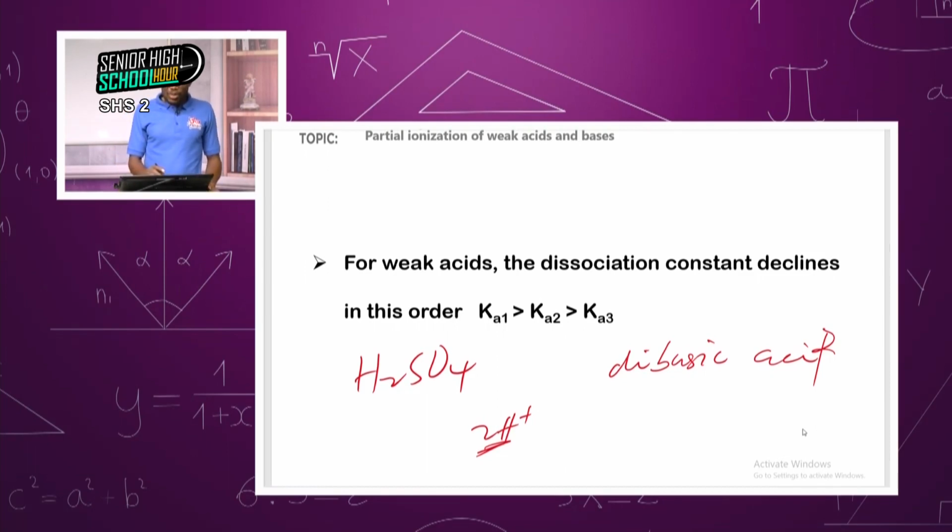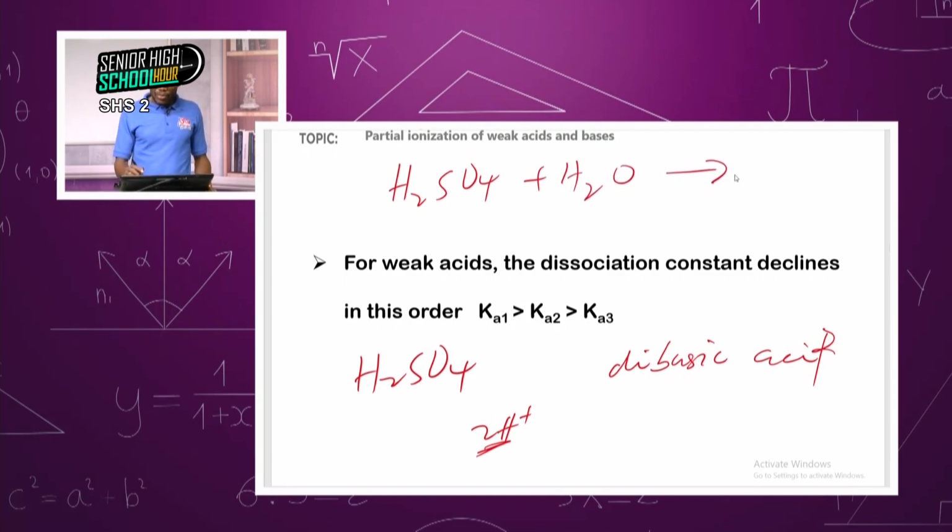As it is dissociating, it is dissociating step by step. So if I have H2SO4 in water, I'm going to produce HSO4 minus plus H3O plus. You see, that is Ka1. And then this one is amphiprotic.